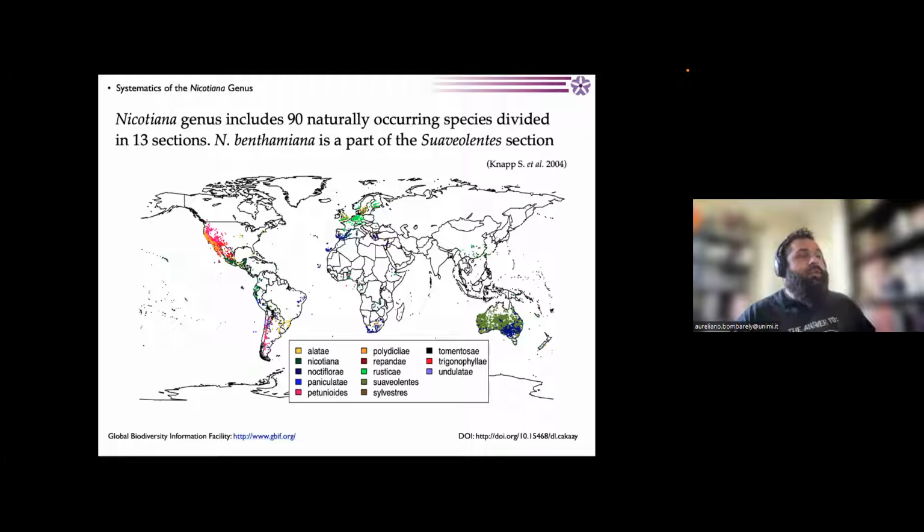Of course, I'm going to talk about the Suaveolentes clade, which you can see here in green. If you see blue, it is because you can also have some escapes, but naturally these are Suaveolentes species.